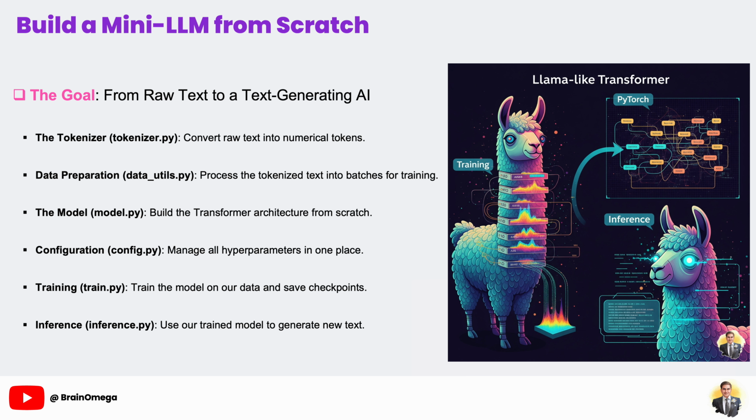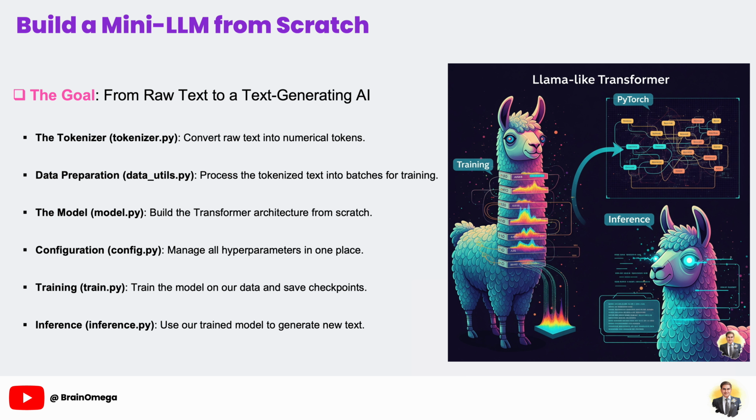Before we start coding, let's look at our roadmap. Building a language model is a journey with several key stops, and we'll be visiting every single one. First, we need to create our tokenizer. Think of this as teaching our computer a new language by creating a dictionary. It needs to know how to break down human text into numerical pieces it can work with.